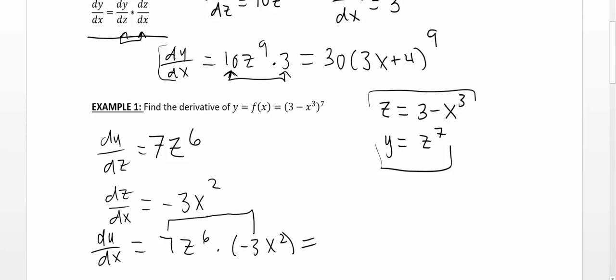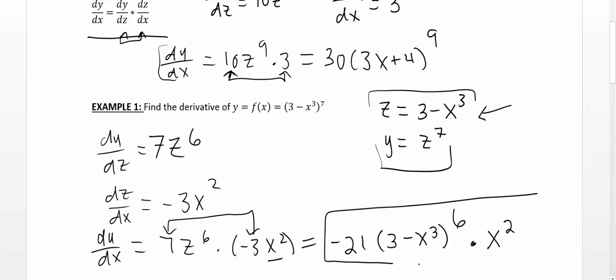So again, I'm going to multiply my constants together here. So 7 times negative 3 is negative 21. Now my z, I know I don't want a z in my final answer, so I'm going to plug back in what it represents. Again, I have to use parentheses because the whole entire function is raised to the power. So I get 3 minus x cubed to the 6th power times, and then I still have an x squared. So my final derivative takes on the form negative 21 times 3 minus x cubed all raised to the 6th power times x squared. So now I can see what my derivative is in terms of y and x because I was able to use the chain rule to substitute in.